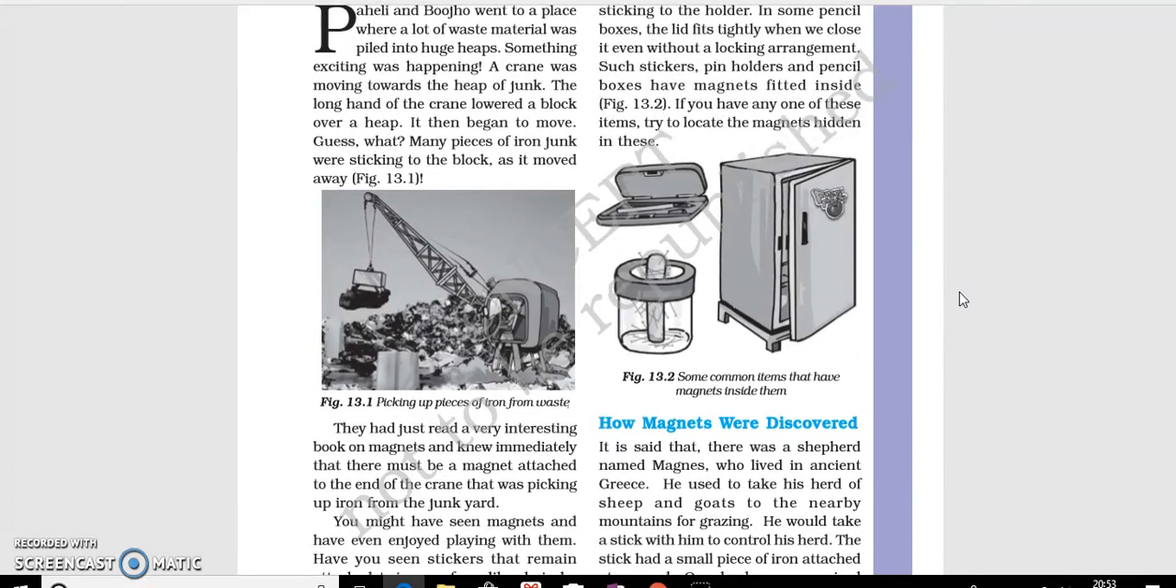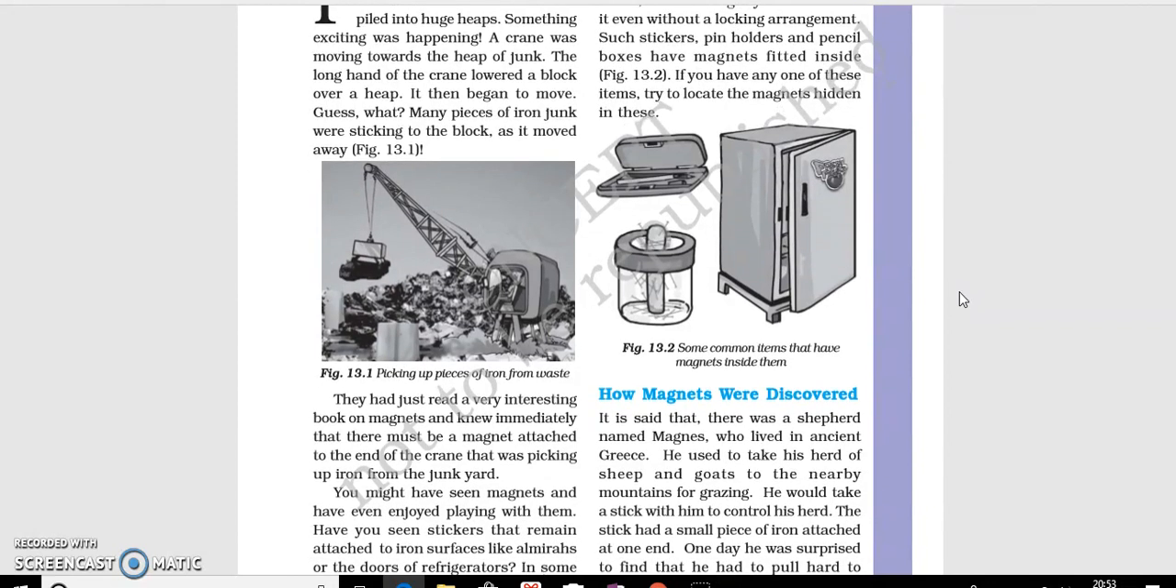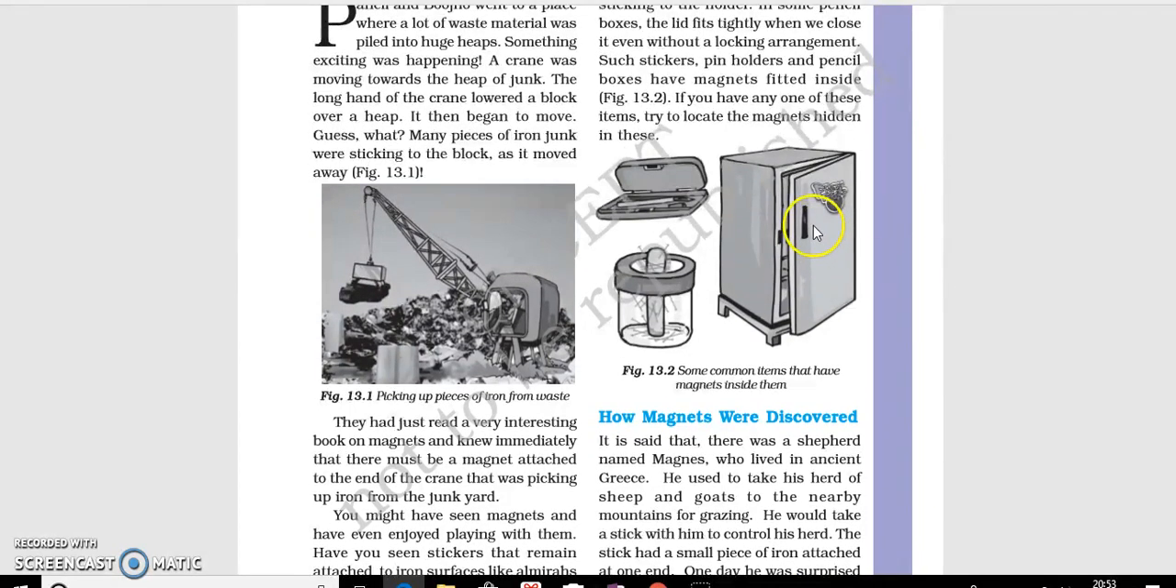You might have seen magnets and have enjoyed playing with them at home. You might have seen stickers getting attached to the refrigerator, the pencil box. So you might have seen many objects. Like over here we have a magnet and we see the iron nails getting attracted towards it.